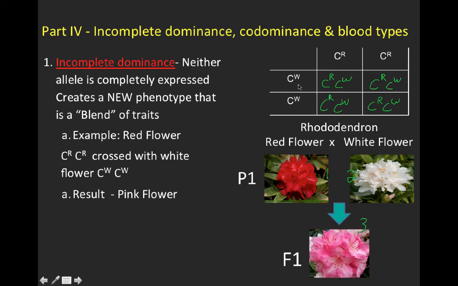The easiest way to remember is when we see capital letters here, there's no lowercase. There's no true recessive allele, which means one is not ever going to be covered up by the dominant allele. They're both, in essence, dominant alleles.